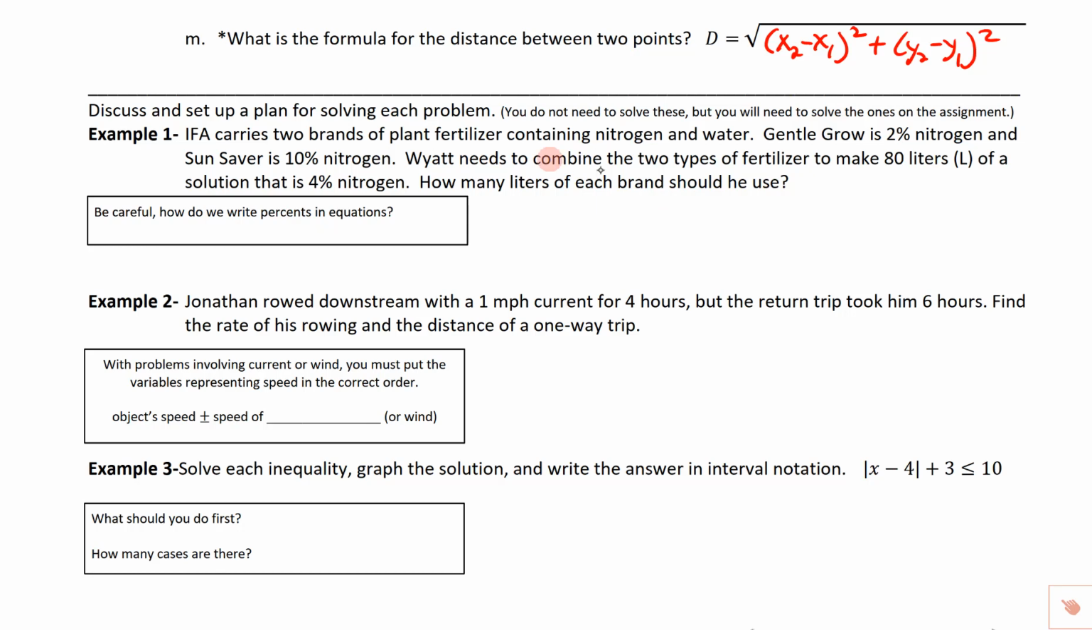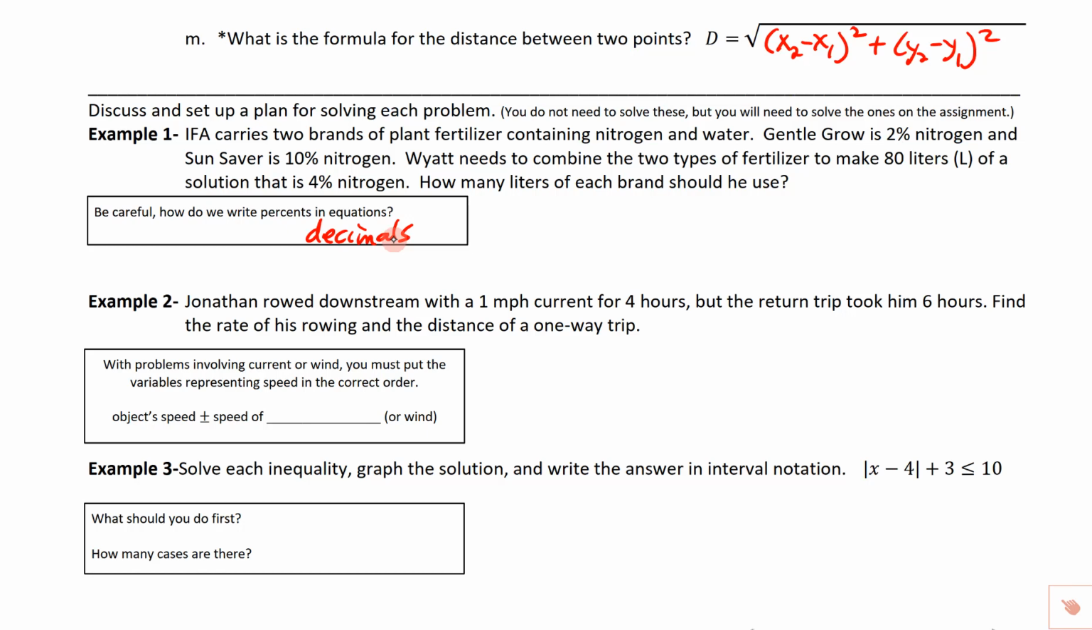Now, you might recognize this problem if you've got a good memory. We did one like it. It's not exactly like it. So even if you went back in your notes, you could find another model for this, but it is not the same problem. Now, one little caution about this, how do we write percents in equations? We write them as decimals. So let's make sure we write them as decimals, and let's be careful when we write these as decimals.